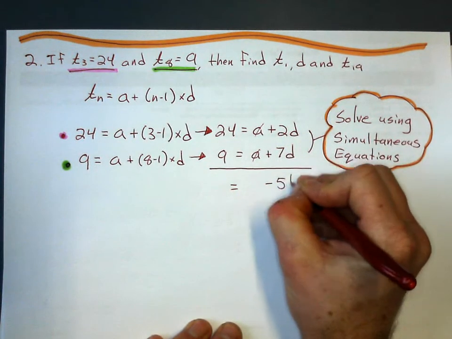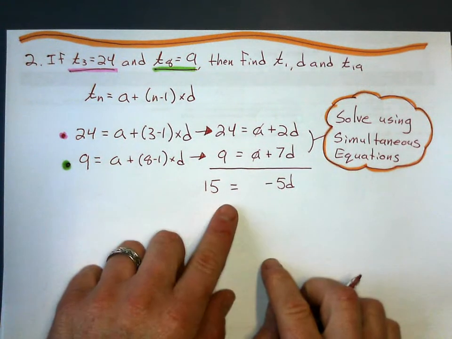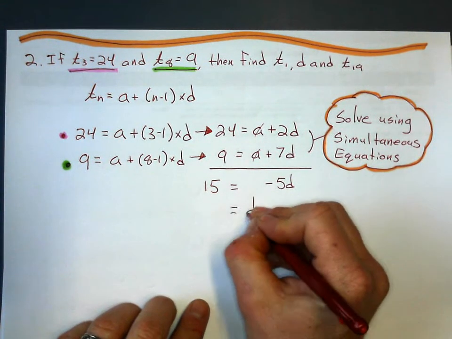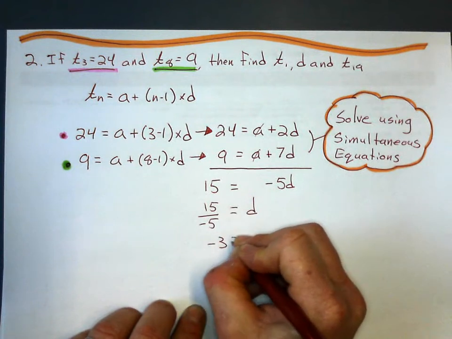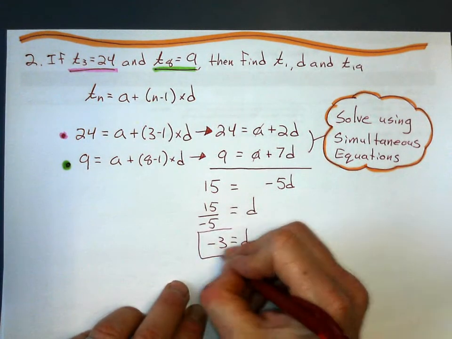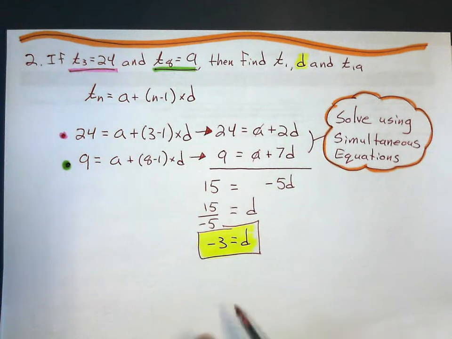2d minus 7d is negative 5d, and 24 minus 9 is 15. So I'm about to solve for the common difference. The common difference is 15 divided by negative 5. That common difference is negative 3. So that means it's going down by 3.